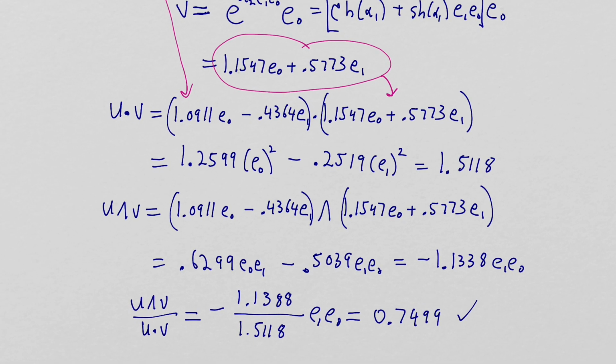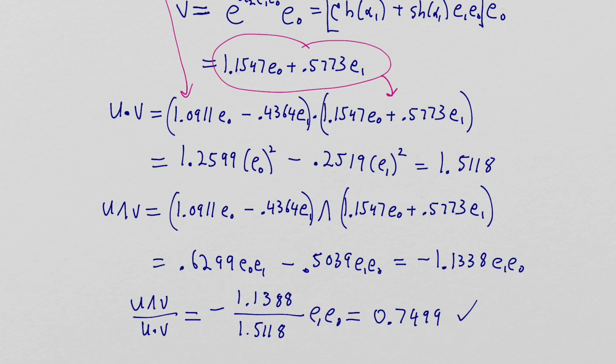And then U wedge V is just the same two things wedged together. So now the direct terms go away and the cross terms survive. But notice that the first cross term is E0 times E1, 1.0911 times 0.5773, which is 0.6299 E0 E1. And notice I'm using the notation without the wedge there because the geometric product equals the wedge product when you have orthonormal basis vectors. Just a little reminder there.